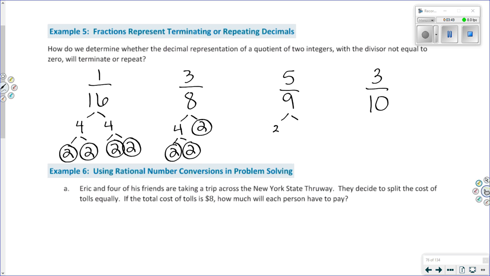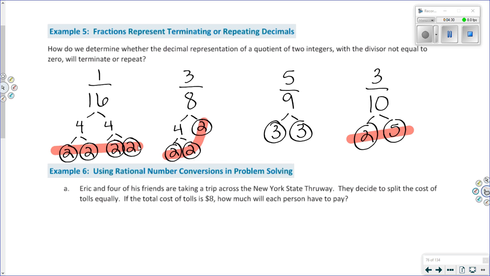I'm going to tack on one more here, so as you work through these, I would like you to do the 3/10 also. Let's look at these. Do you agree that 16's tree is made up of 2's? Do you agree that 3/8's tree, or for the 8, ends up in 2's? Do you agree that 3/10 ends up in 2's and 5's? All of those will terminate. Why? Because they're either made up of 2's, 5's, or 2's and 5's.